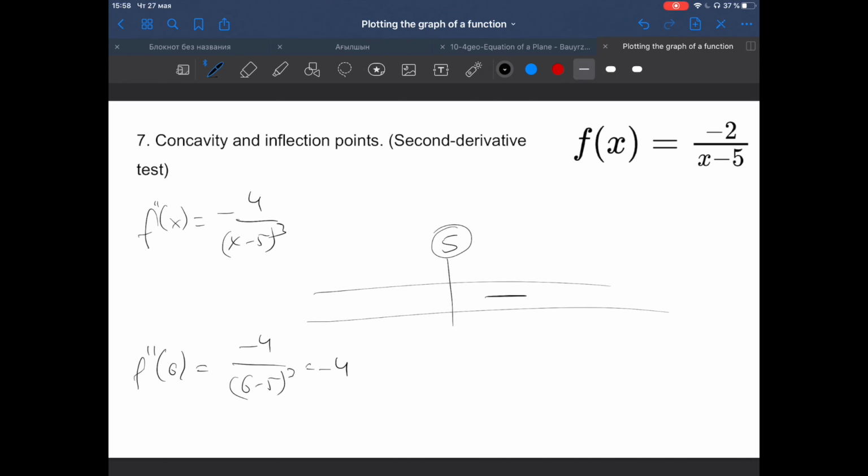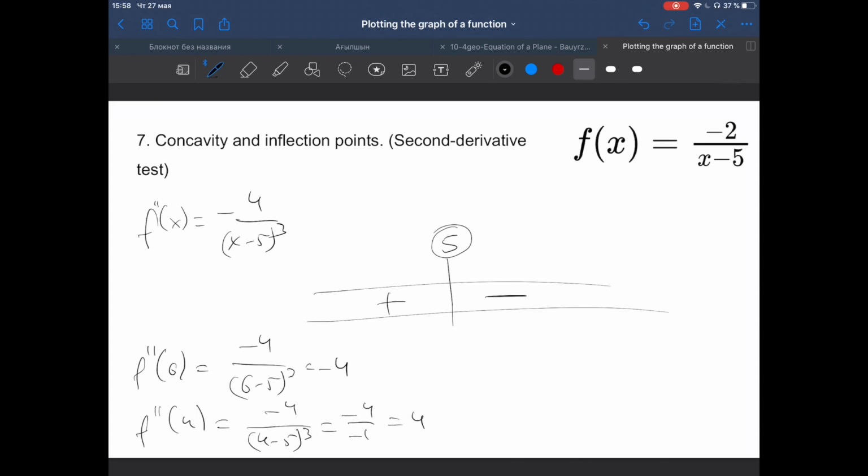And here, let me check. Let me put a number from the left side of number 5. F double prime of 4 will be equal to minus 4 divided by (4 minus 5) cubed. And here we have minus 4 divided by minus 1. And if we divide them, we have the number 4. Number 4 is a positive number. From that, we just put here the sign plus.